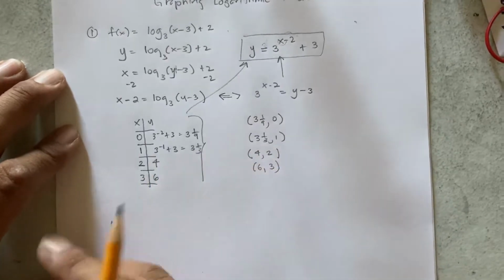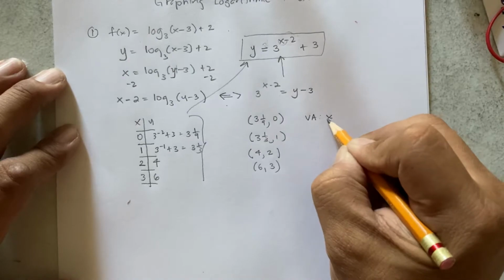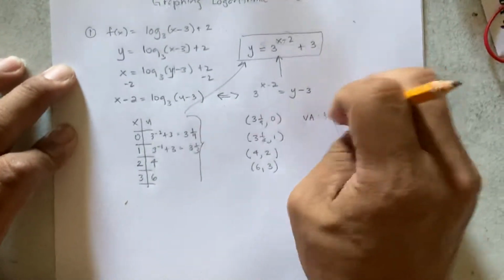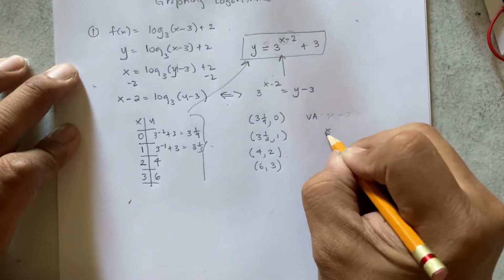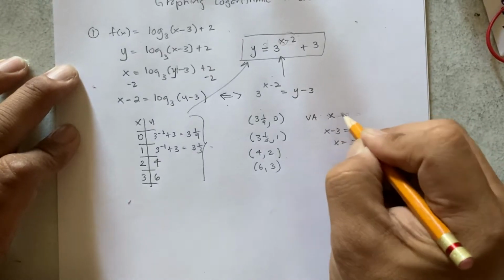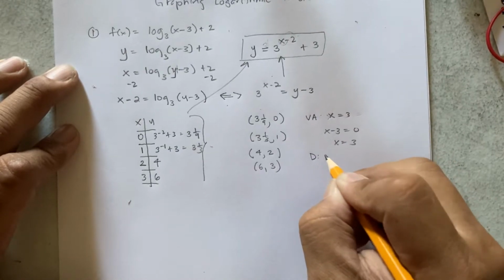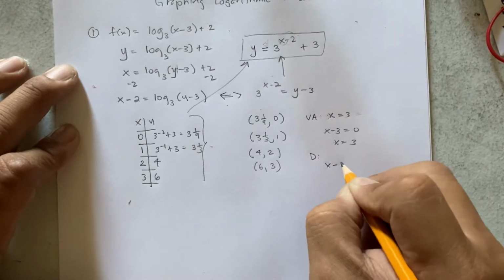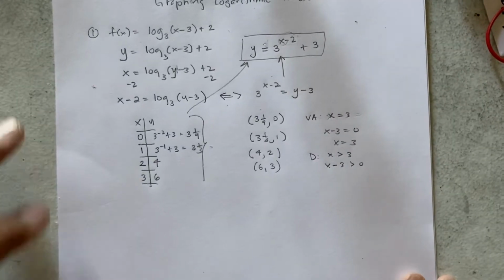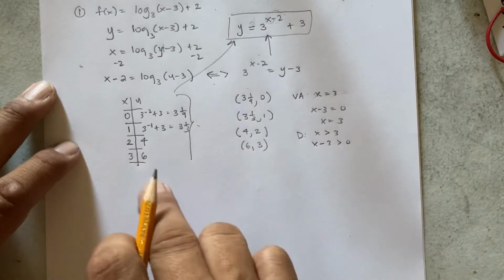The next thing I need is the vertical asymptote. So I'm going to put the vertical asymptote here, and it's x minus 3 equals 0. X is equal to 3. X equals 3 is your vertical asymptote, and your domain is going to be x minus 3 greater than 0, x greater than 3. Okay, so once we get everything we need, I'm going to move this up here, and I'm going to graph it right there.